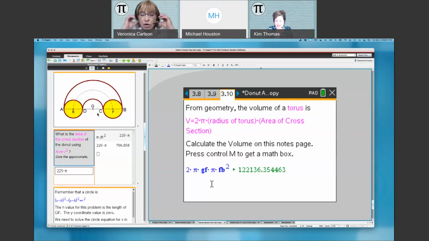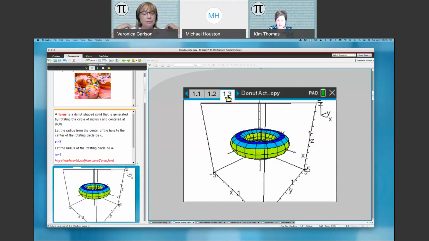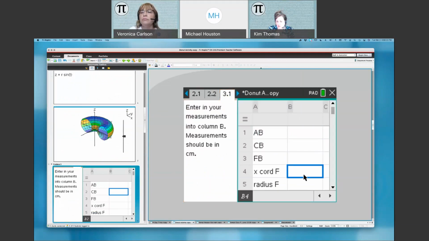Kim, you're going to share this TNS file with our participants? It'll be in the documents participants folder. They get the answer file, and then they also get the student version that doesn't have the answers in there, other than this first page and the second page. But this part right here, they would have to enter their own answers, which is what my students were doing.